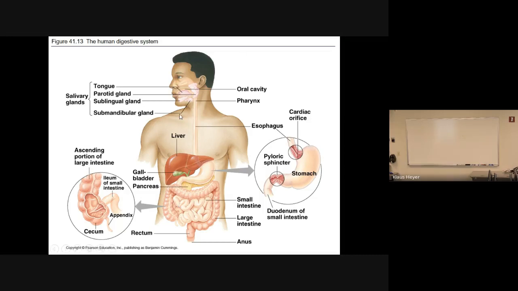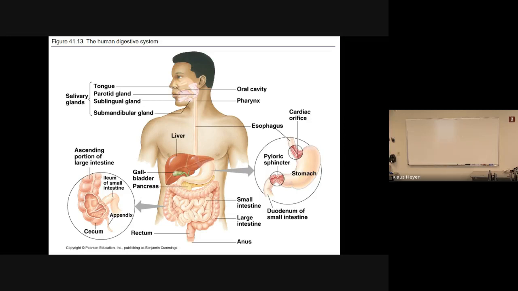So let's talk about the function. All right, wait, before we do the functions, this is the GI tract: esophagus, stomach, small intestine, large intestine, rectum. That's the GI tract. Then you have things called accessory organs. They help with digestion, but they're not part of this tube. Up in your mouth you have your teeth, your tongue, and your salivary glands.